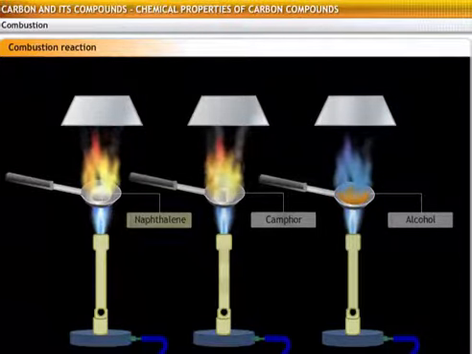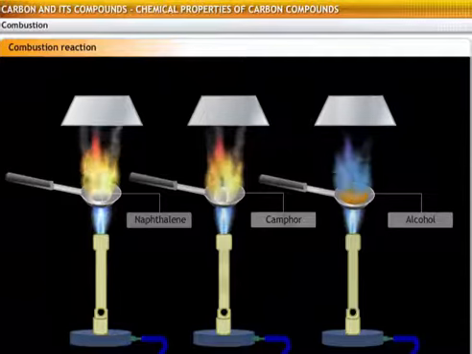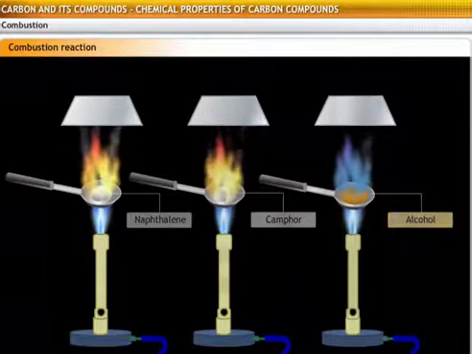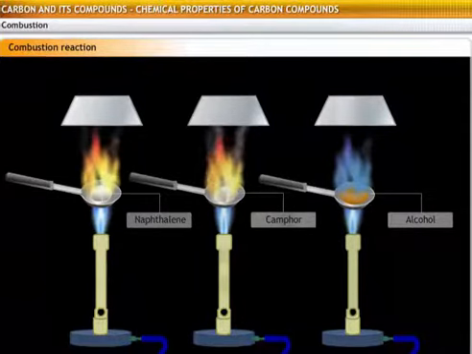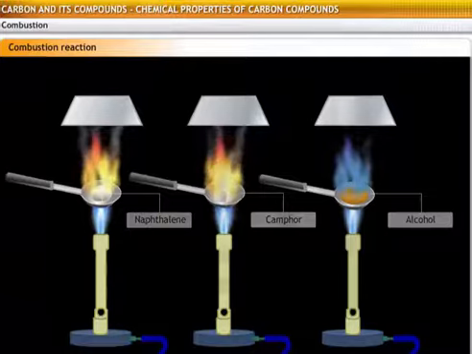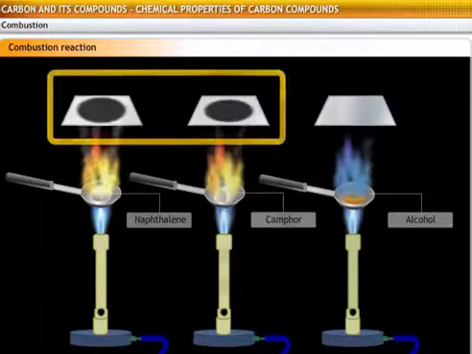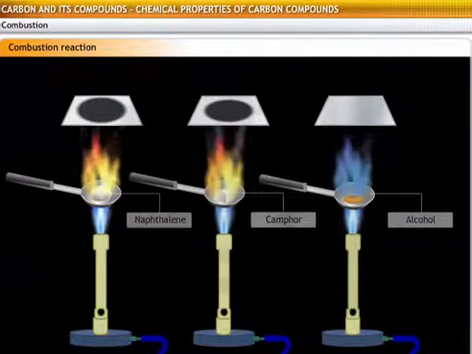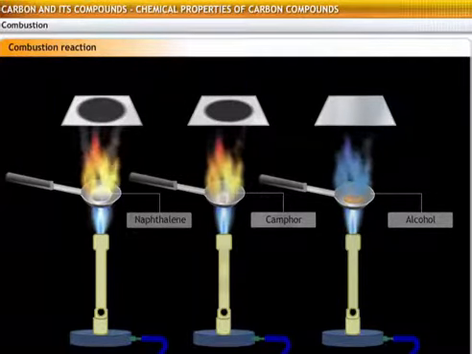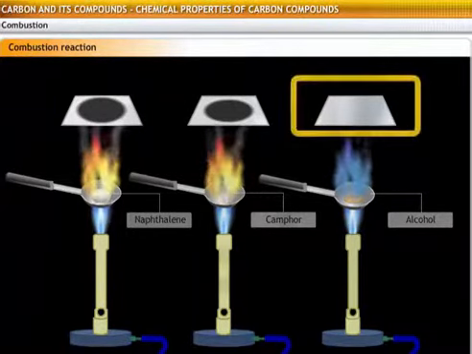You will find that naphthalene and camphor burn with a yellow flame and give out soot, while alcohol burns with a blue flame and does not give out soot. Naphthalene and camphor are aromatic compounds, while alcohol is an aliphatic compound. Thus, we can conclude that aromatic compounds produce a sooty flame when burnt, and aliphatic compounds burn with a non-sooty flame.